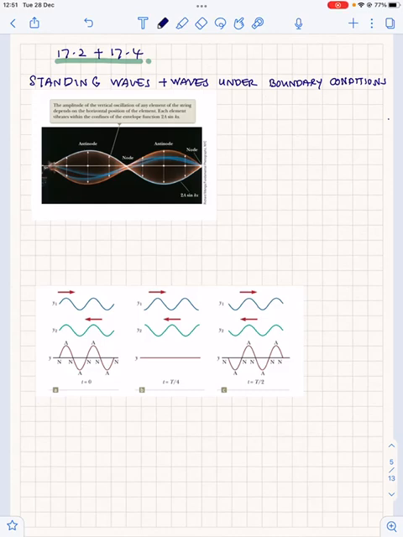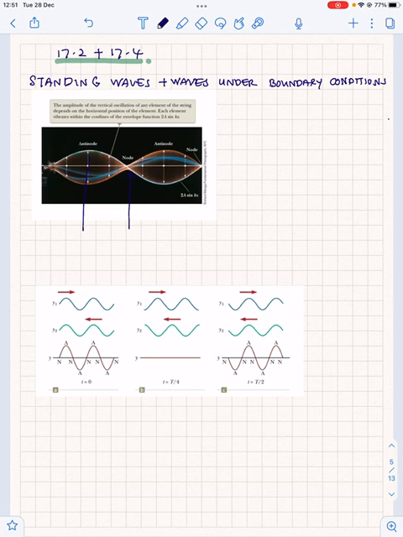Okay, for the next subtopic, we are combining two subtopics, 17.2 and 17.4. Both of them are about standing waves. Let's take a look at the figure here. The figure is showing a multi-flash photograph of a standing wave on a string. As we can see in the graph, we can see the label of antinode here. This one is antinode, and this one is node.